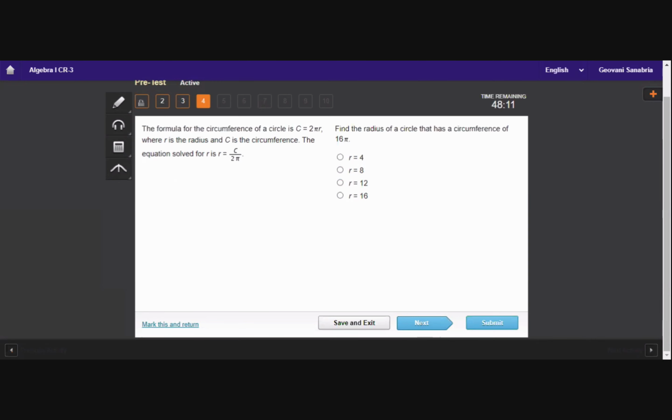I think that's the way they intend for you to do it, to plug in that C. Otherwise, you could plug in the R to the C equals 2 pi R. You could do 2 times pi times R and then see if that equals 16 times pi. But I think they give you the C value, so you can just plug it in there. Cool.